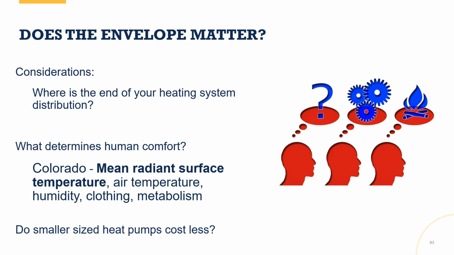So now let's go back to this and ask these questions again, knowing the answer. Our distribution system ends at our walls, ceilings, floors, windows, and doors.